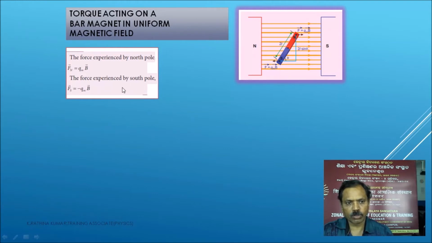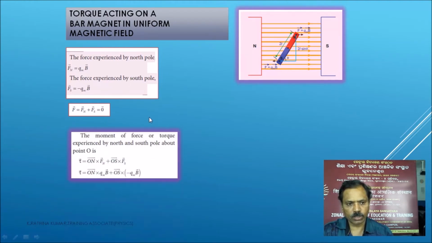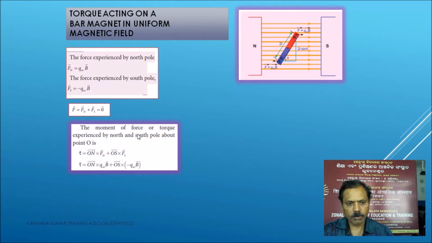The force experienced by the South Pole will similarly be Fs equals minus Qm B vector. The next, the total force will be the sum of the North Pole and South Pole forces, so the net force is equal to 0. Both are opposite to each other. The moment of force or the torque experienced by the North and South Pole about the point O is tau equals ON vector cross Fn plus OS cross Fs. Then tau equals ON vector cross Qm B plus OS vector cross minus Qm B.